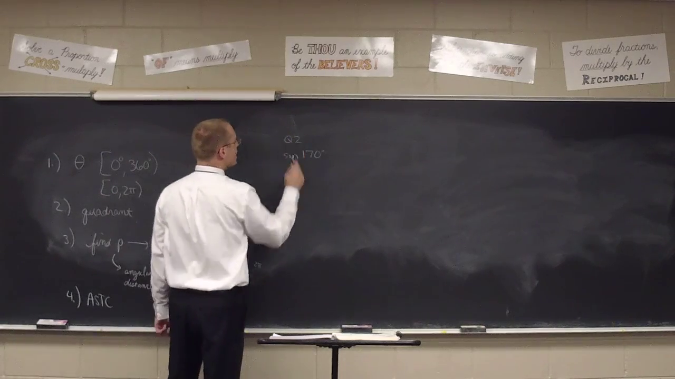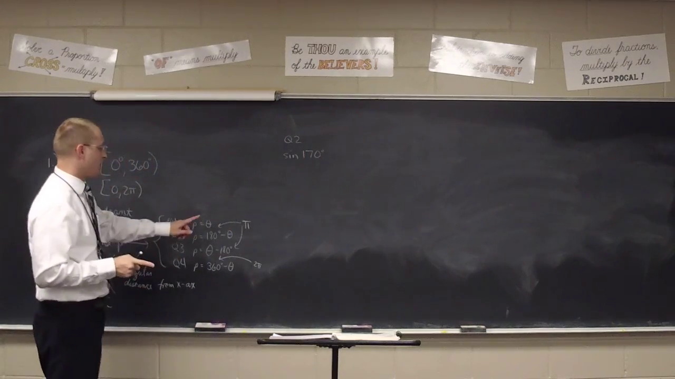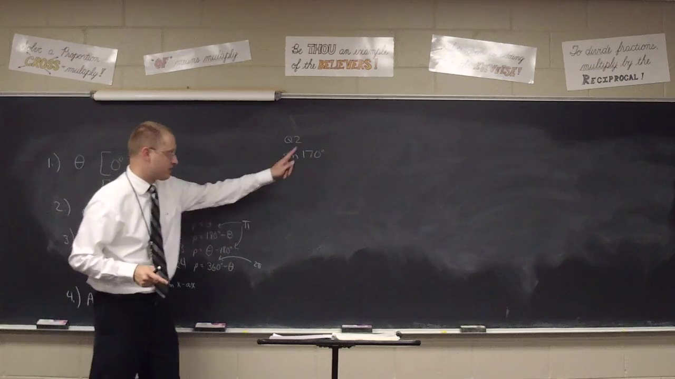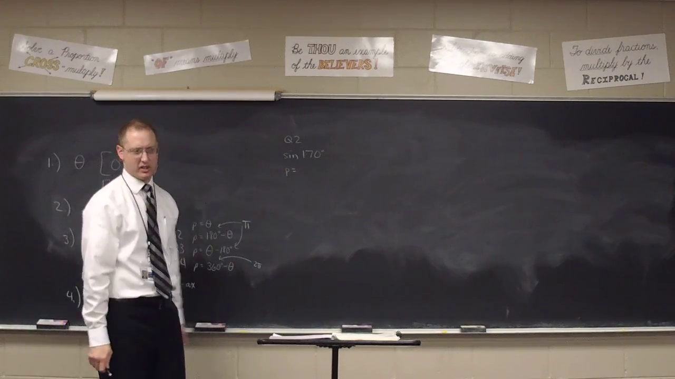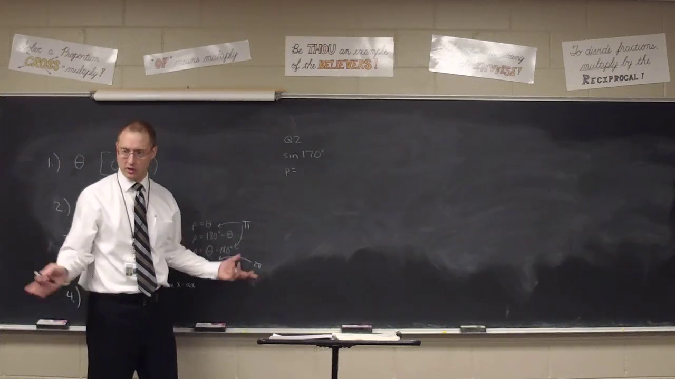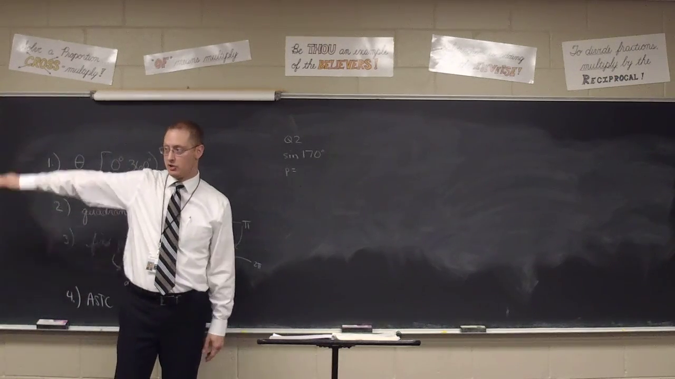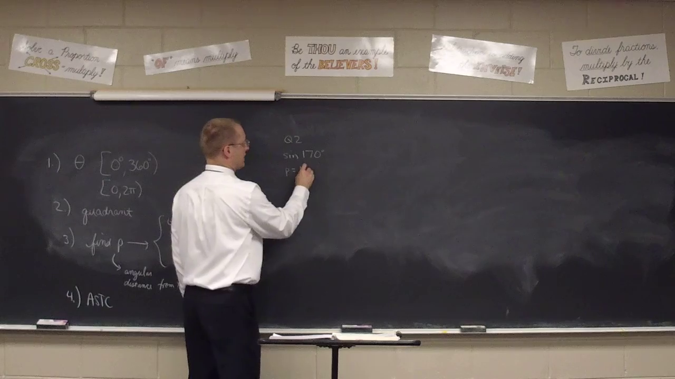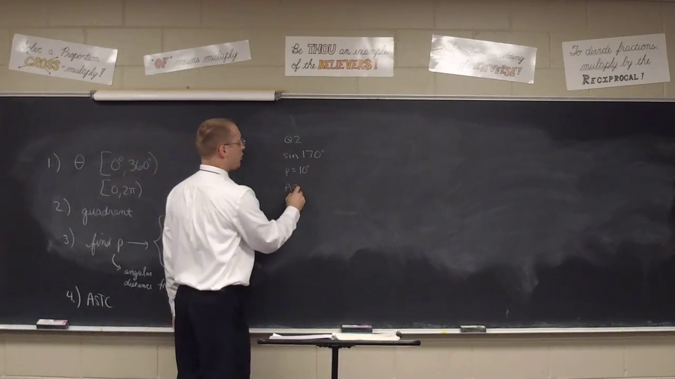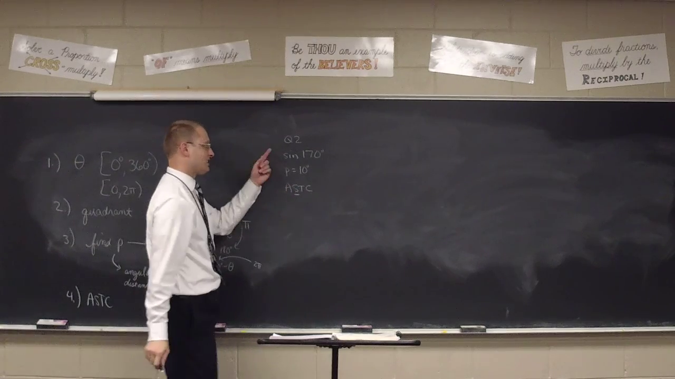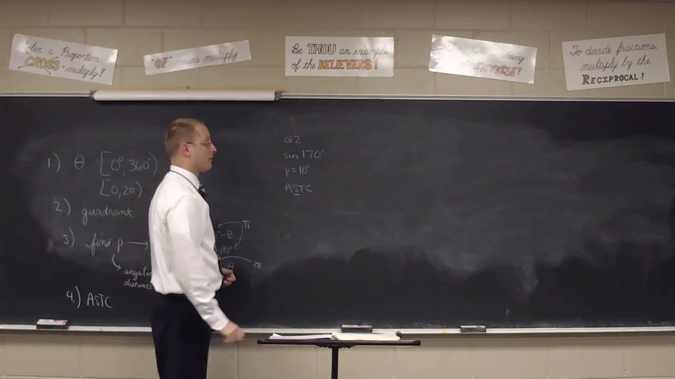Quadrant 2. So in quadrant 2, you're going to take 180 minus this angle to get your reference angle. Or, how far from the x-axis is 170 degrees? 10 degrees, right? 180 is right here, it's just 10 degrees away. So rho is 10 degrees. Finally, we need to think through ASTC. In quadrant 2, class, sine is positive.